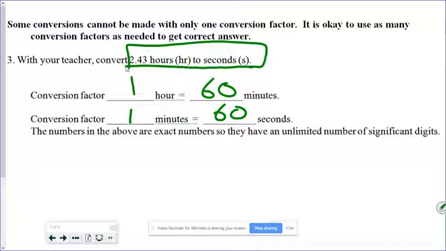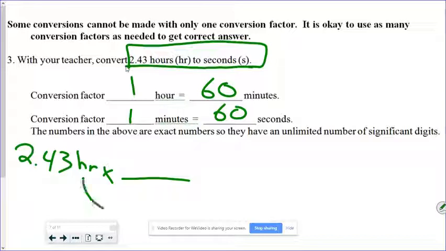So I start with what they're given. Actually, why don't you pause the video, see if you can do this one on your own. Start the video up if you get stuck or if you finish it. So I start with what we're given, 2.43 hours. Second step, multiplication sign. Third step, division bar. Fourth step, whatever this label is, it must go down there.